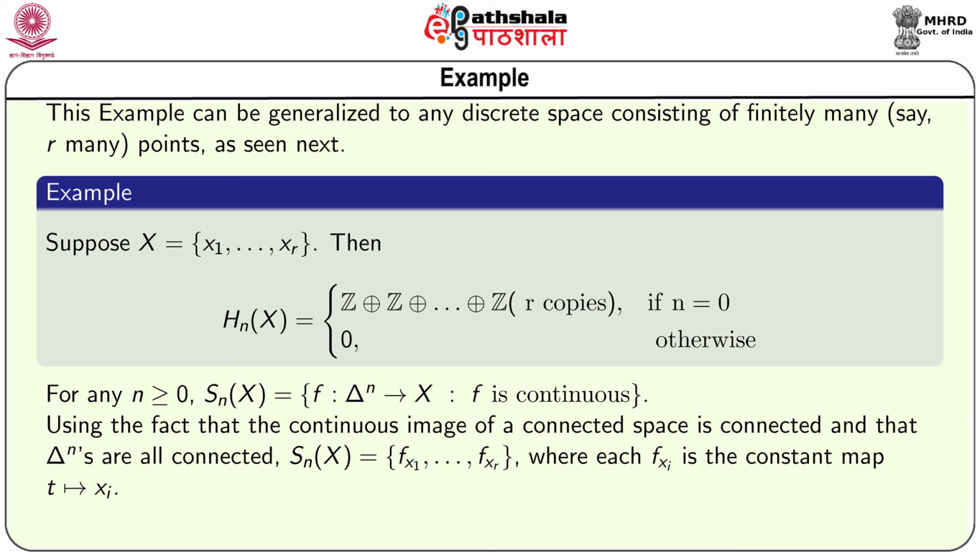Now, each f_xi takes all the points of delta n to the corresponding point xi. So, they are actually the constant functions. So, the generators of C_n(X) are basically r many constant functions. Therefore, C_n(X) is a free abelian group of rank r.